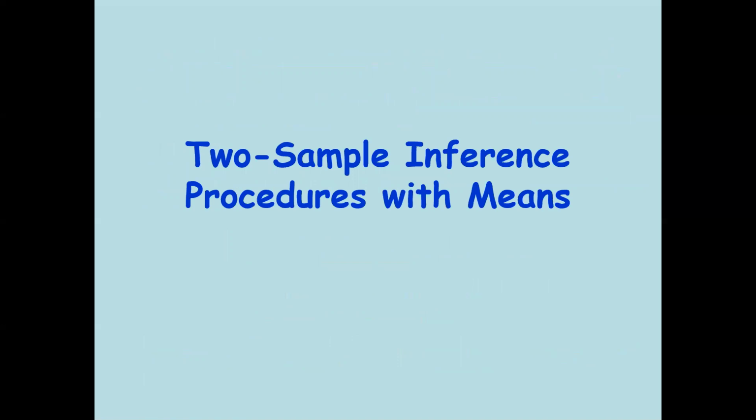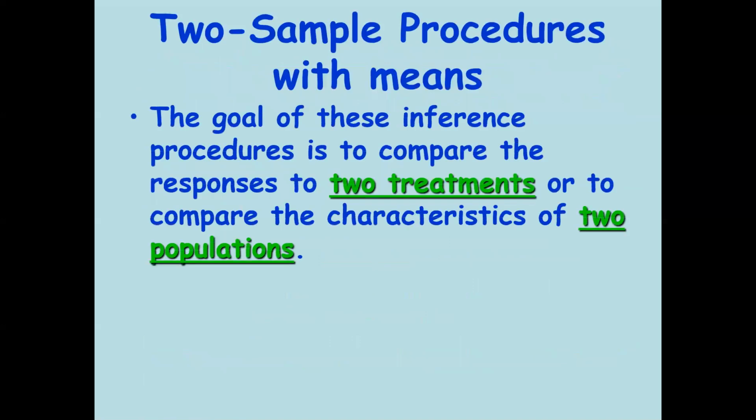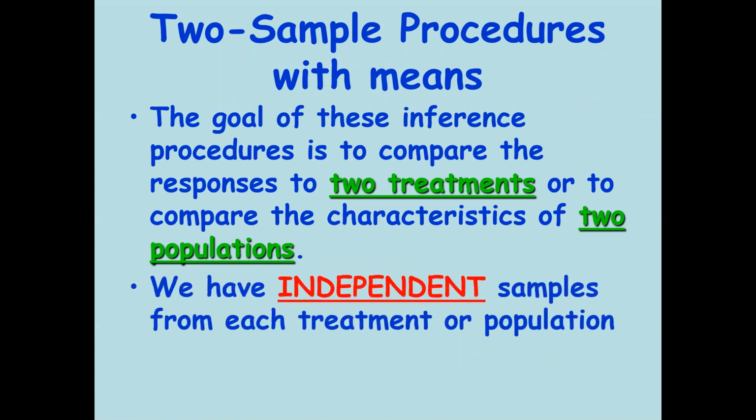So what about a two-sample inference procedure with means? We just did a two-sample prop. The goal of these inference procedures is to compare the responses to two treatments, or to compare the characteristics of two populations. We have independent samples from each treatment or population. One cannot depend on the other.